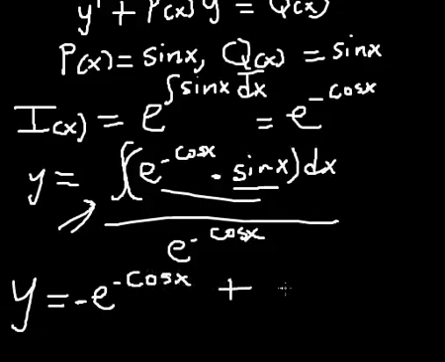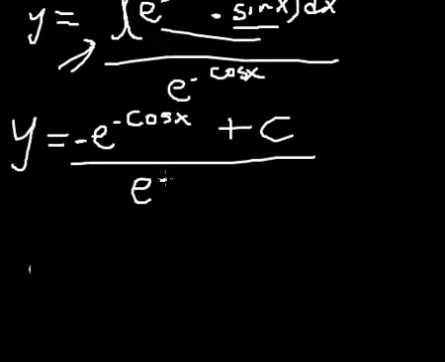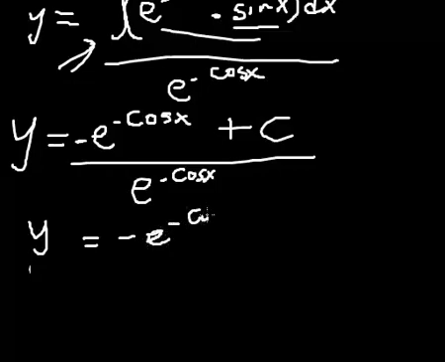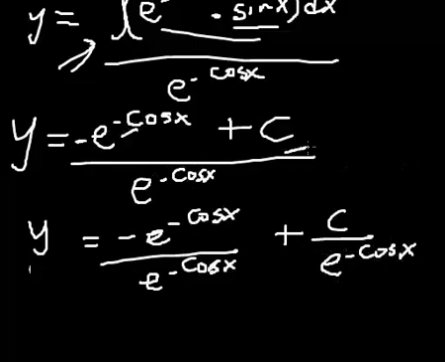Don't forget that I have to introduce c, then all divided by exponent of minus cos x. So y is going to be equal to minus exponent of minus cos x divided by exponent of minus cos x. I'm separating the division, then of course c divided by exponent of minus cos x. I just separated the division because this is all divided by it, so I separated this from this.